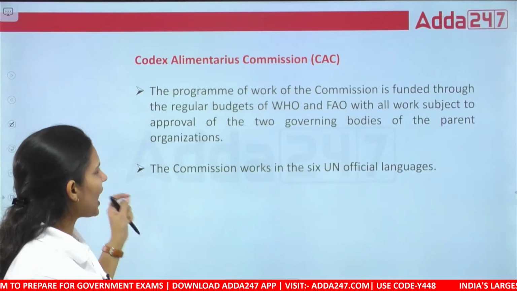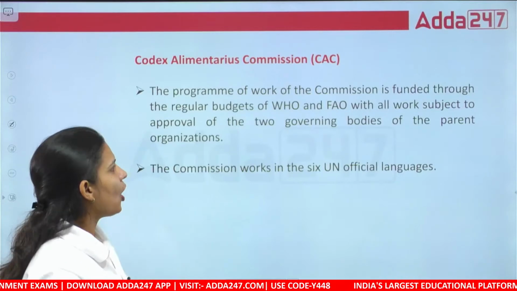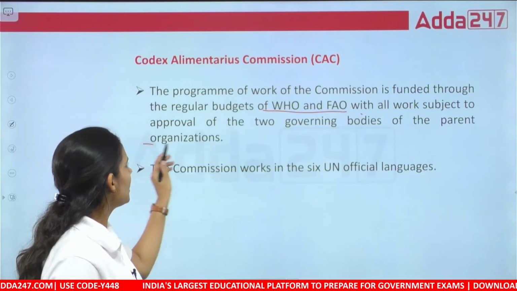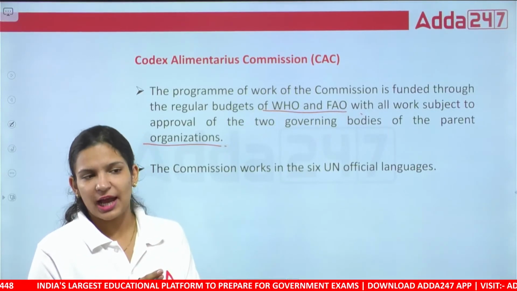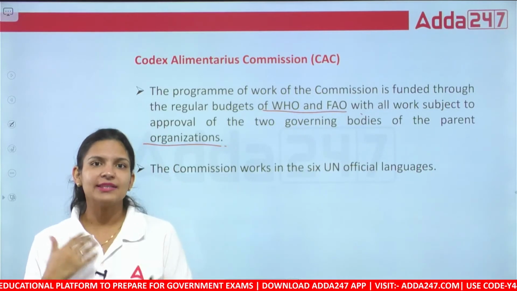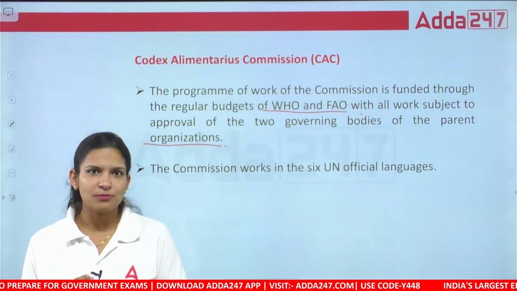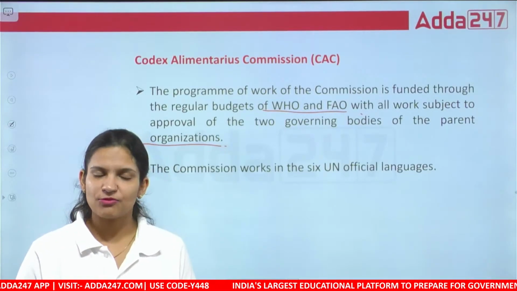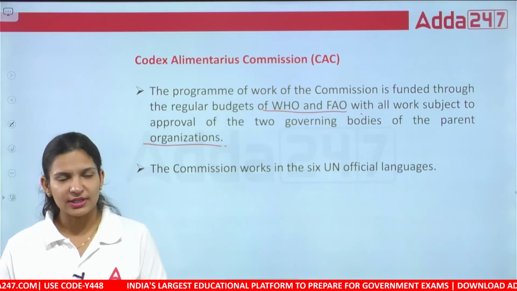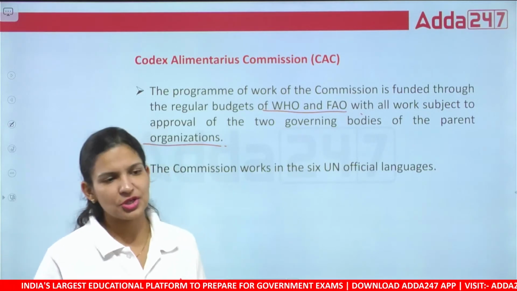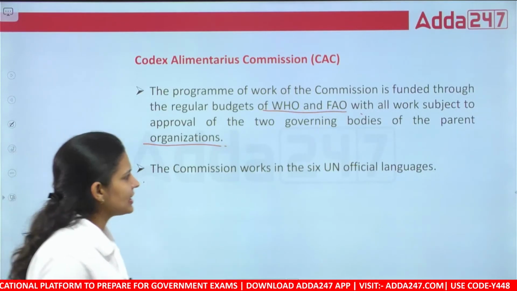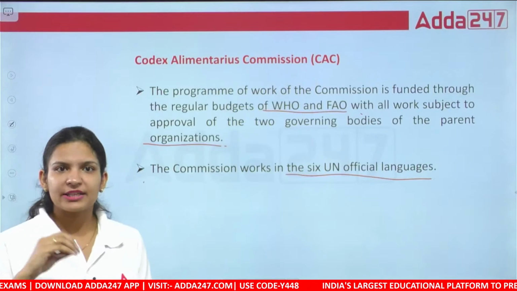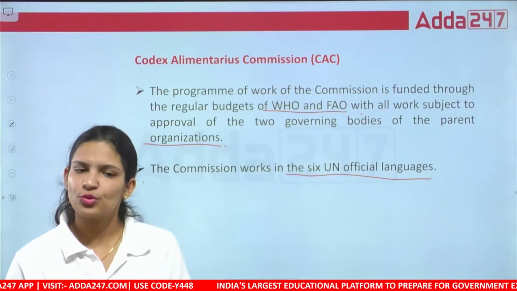Then, the program of work of the commission is funded through the regular budgets of WHO and FAO, with all work subject to approval of the governing bodies of the parent organizations. So all the budget, the things needed to run this commission or the different bodies under it, comes from FAO and WHO. All the economic concerns and the budget system come from FAO or WHO. They fund this organization because it's a joint venture of both organizations, right? The commission works in 6 United Nations official languages. So almost 6 languages are used to give all the guidelines related to international food marketing, right?